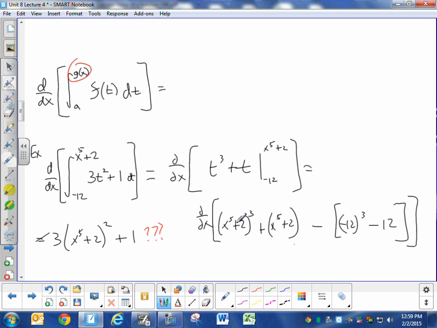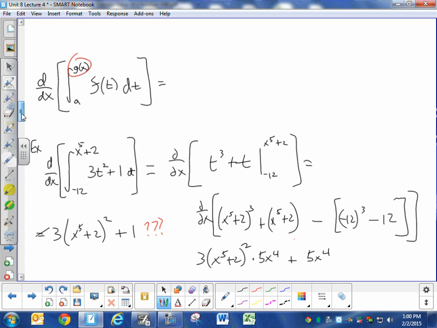Let's find out. The derivative of x to the fifth plus 2 cubed is 3 times x to the fifth plus 2 squared times the derivative of x to the fifth plus 2, 5x to the fourth, plus the derivative of x to the fifth plus 2, 5x to the fourth, plus the derivative of all this, which is just 0. So I end up with this as my answer, which is not this, unfortunately.